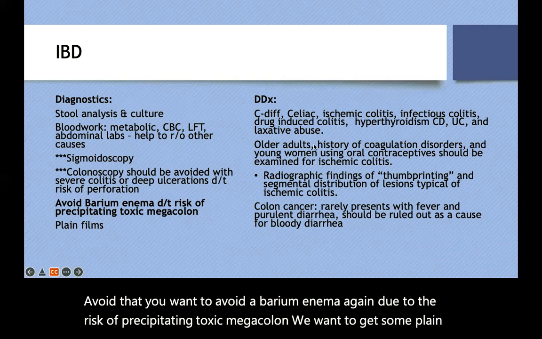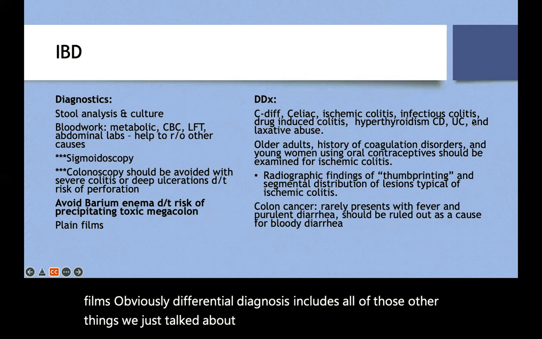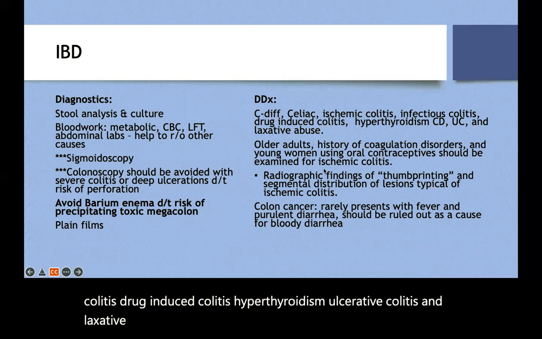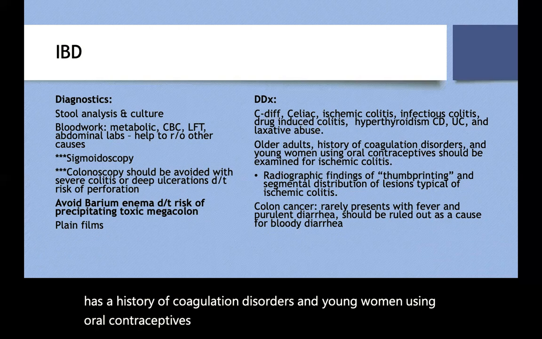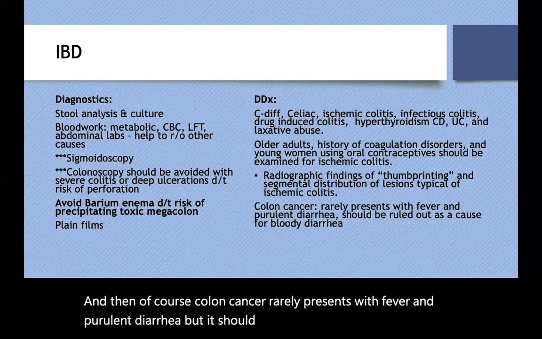Obviously, differential diagnosis includes all of those other things we just talked about: C. diff, celiac, ischemic colitis, infectious colitis, drug-induced colitis, hypothyroidism, ulcerative colitis, and laxative abuse. Older adults, you want to consider anybody who has a history of coagulation disorders, and young women using oral contraceptives should be examined for ischemic colitis. And then, of course, colon cancer rarely presents with fever and purulent diarrhea, but it should be ruled out as a cause for bloody diarrhea.